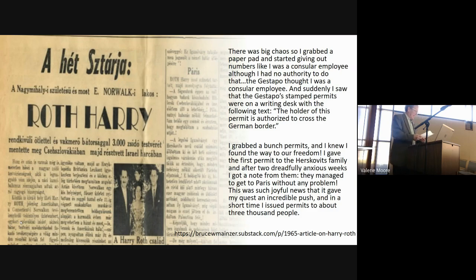So then later, after I wrote the first version of the story, my cousin Judy, who's the daughter of Alice and lives in Los Angeles, sent me an article she found in her mother's memorabilia about another interview that Harry Roth had, this time with a Hungarian-American newspaper, from 1965, when he lived in Connecticut. So I'll read you some passages from it. We lived in Kiryahelmič, Slovakia.